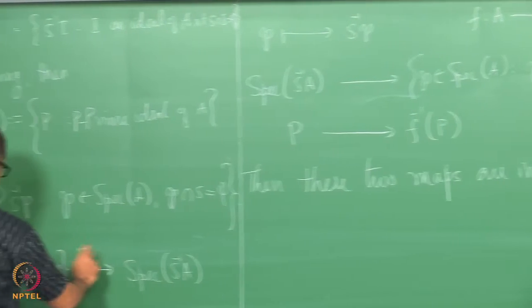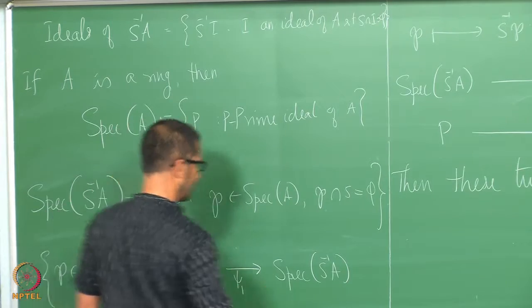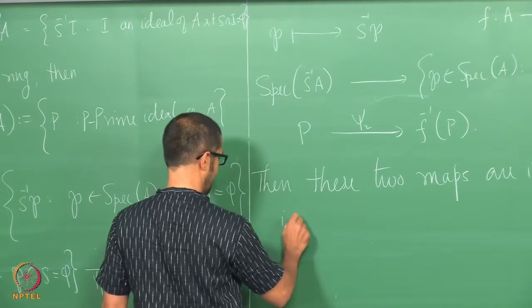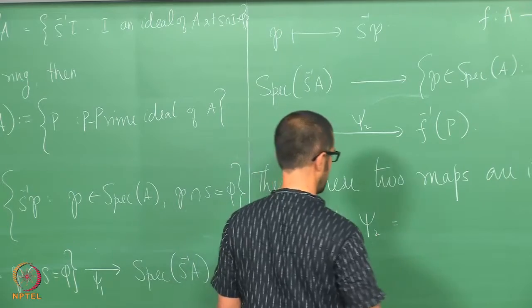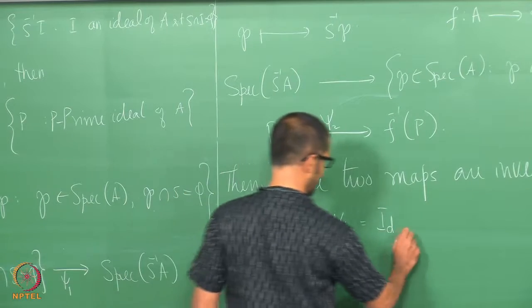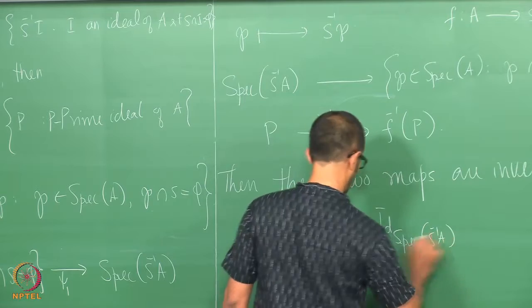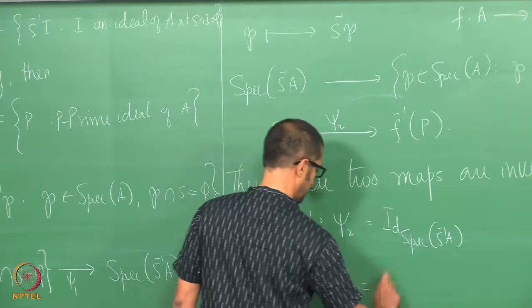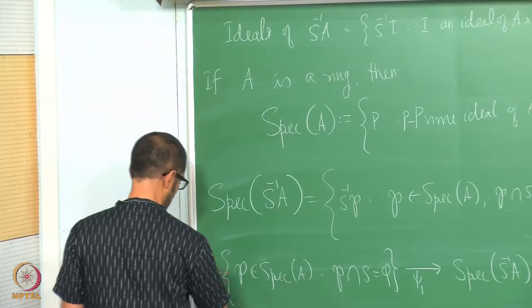So, if I call these, let us say, psi 1 and psi 2, then psi 1 composite psi 2 is identity on this set Spec S inverse A, and psi 2 composite psi 1 is identity on the other set. Let me call this some C.